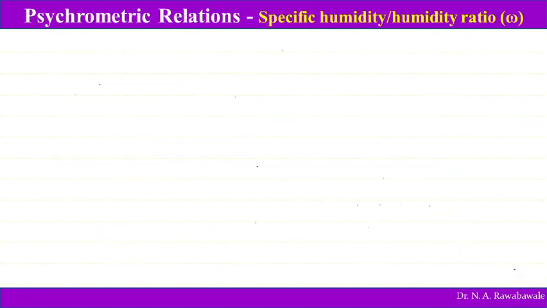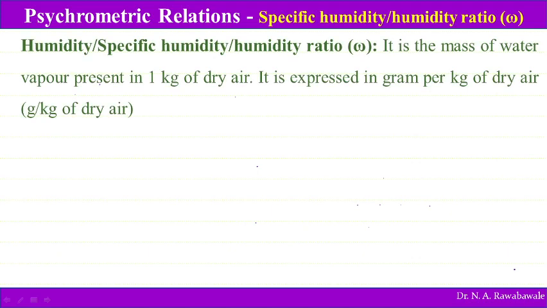Now coming to the psychrometric relations. Specific humidity, which is known as the humidity ratio and represented by omega, is defined as the mass of water vapor present in 1 kg of dry air. It is expressed in grams per kg of dry air.